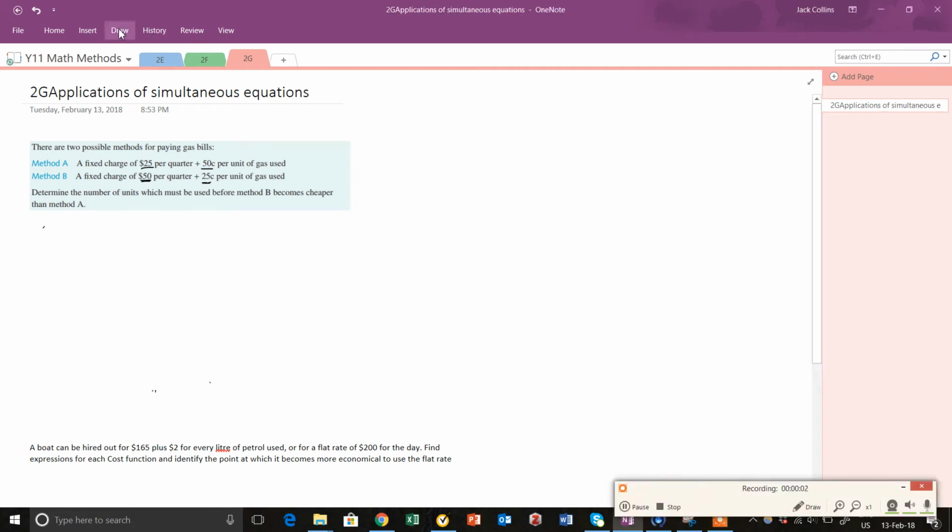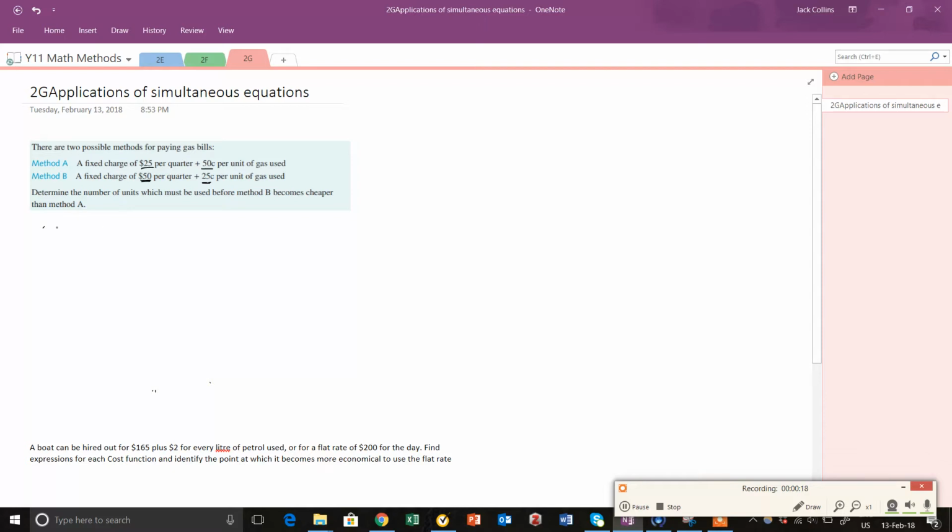Hey guys, so today we're going to have a swing at looking at a few more examples for exercise 2G, applications of simultaneous equations. So the first example from the textbook looks at two possible methods for paying gas bills.